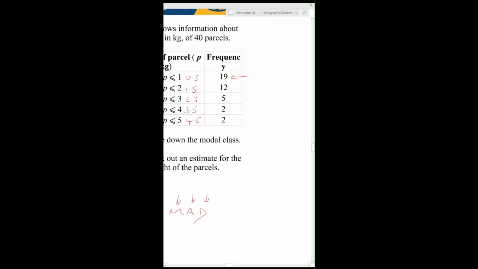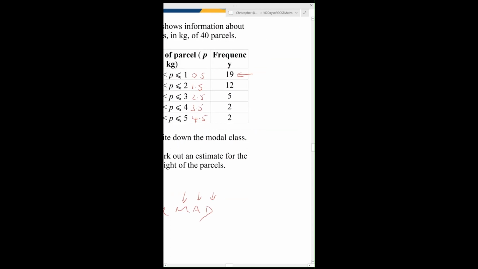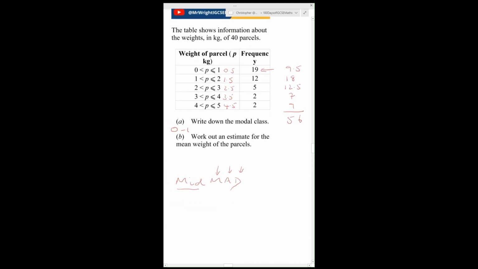Midpoint, multiply, add, and divide. 0.5 times 19. 1.5 times 12. 2.5 times 5. 3.5 times 2. 4.5 times 2. Multiply, add them up. And then divide by the number of parcels. There are 40 parcels, so the mean is 56 divided by 40, which gives me 1.4.